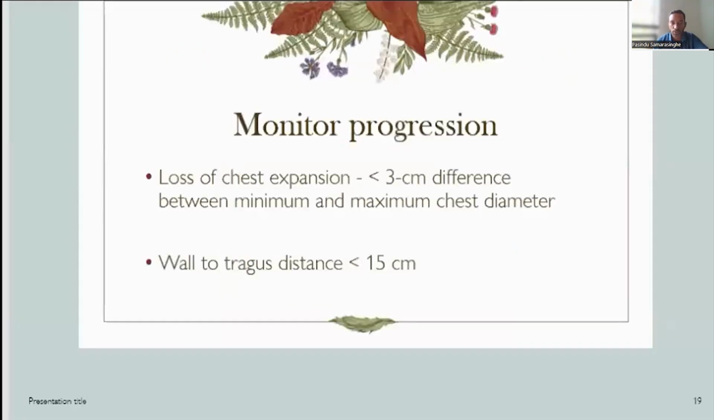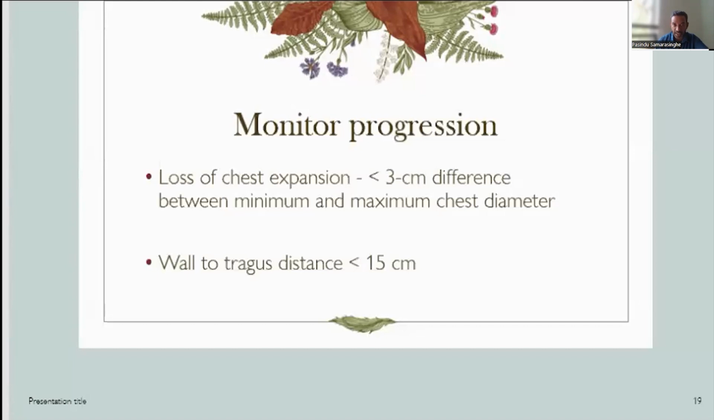Right. So these examinations are useful to monitor the progression of the disease. So these patients, the joints in the chest are involved, so they can develop loss of chest expansion. So you take the difference between the maximum and minimum chest diameter. If it's less than 3 centimeters, then it's significantly impaired chest expansion.